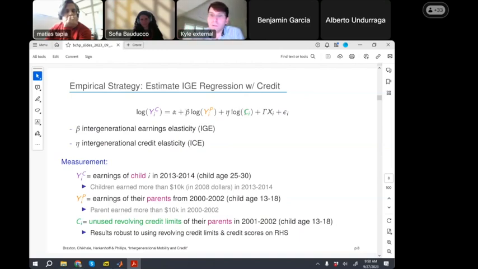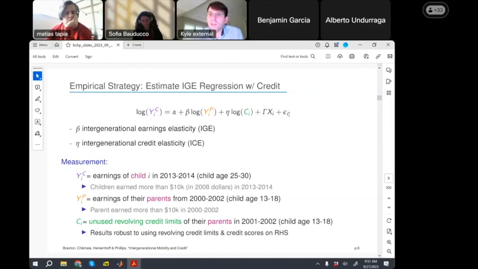The log C is going to be the new bit, which is the credit access. And there's lots of ways you can define credit access. You could define it as a borrowing limit, as a credit score, or as we're going to, an unused credit limit, so the amount that you haven't drawn down. We include in the paper the limit as well and the credit score, and I've got backup slides on those. We can talk about that more, but you find very, very similar results.